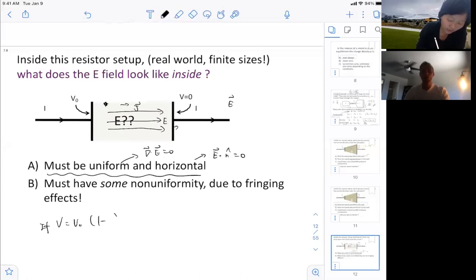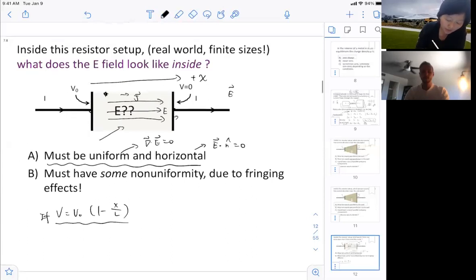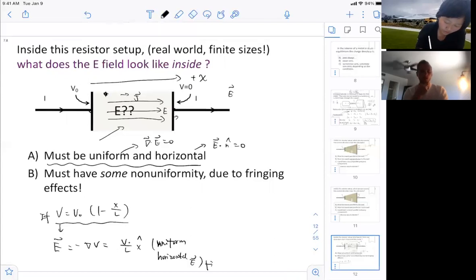From that, you can say V is equal to V naught times 1 minus x over a, where V naught is at one wall and 0 at the other, and this is in the positive x direction. If this is a solution describing what's going on in between, that gives you an E, which is the negative gradient of V, V naught over a in the x direction. So this one is a uniform horizontal E field.